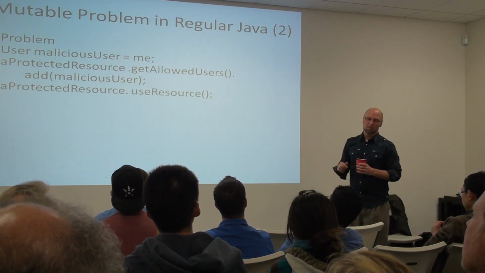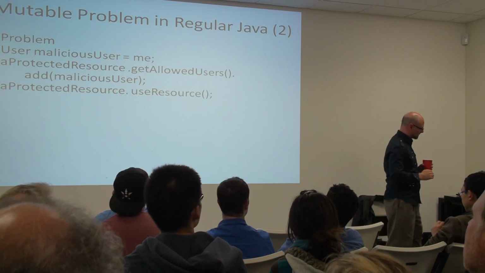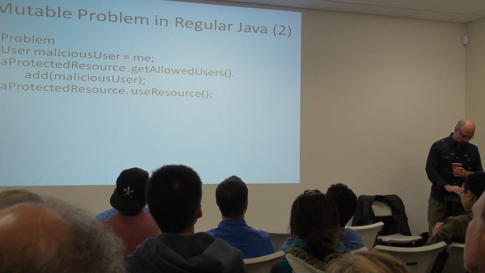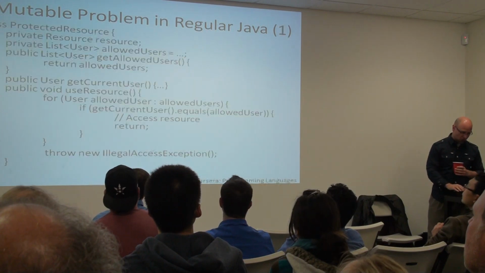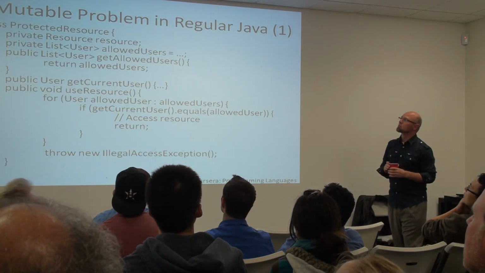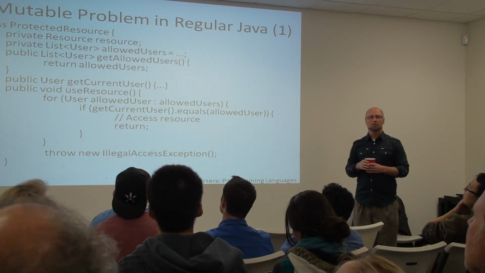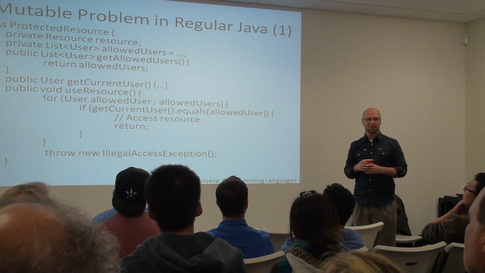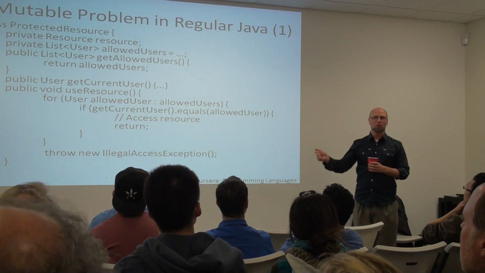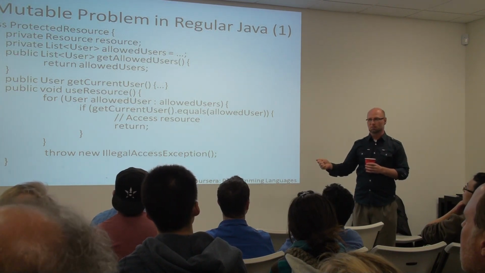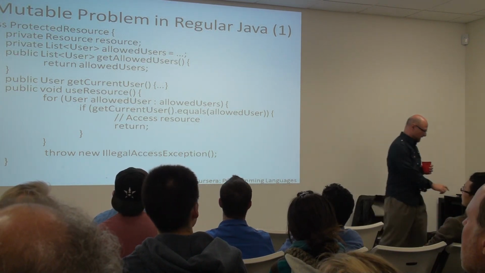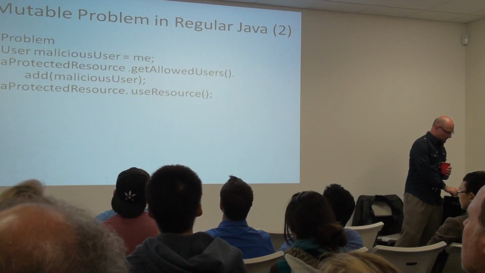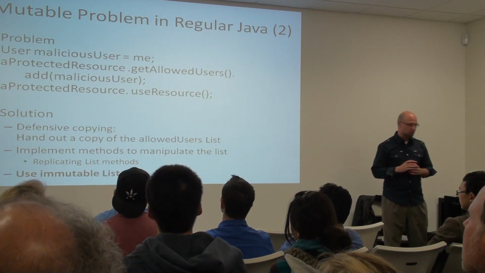Let me go back here for a second. Java's first line of defense on this one is to make them final. Right? Does that solve the problem? Nope. Not one bit. Because what they're making final is the reference. So that's the problem.